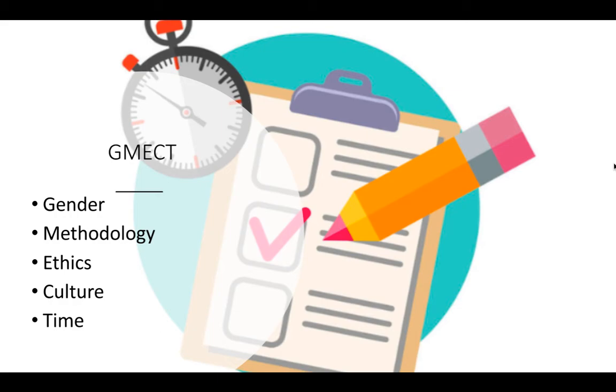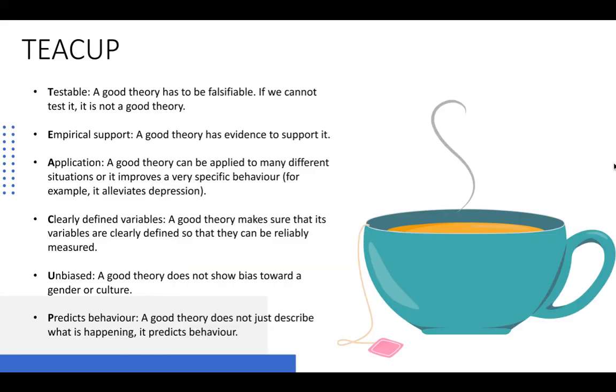Okay, so this is GMECT. I'm not going to go any further into this. You should be well versed with it by now. But what I'm going to go into next is a new acronym that I want you to use to evaluate theories. Like I said, this approach will have a lot of theories and models, so it is relevant for you to evaluate them as well. So TEACUP, okay? TEACUP is the acronym that I'm introducing you to, and it really has to do with evaluating theories.